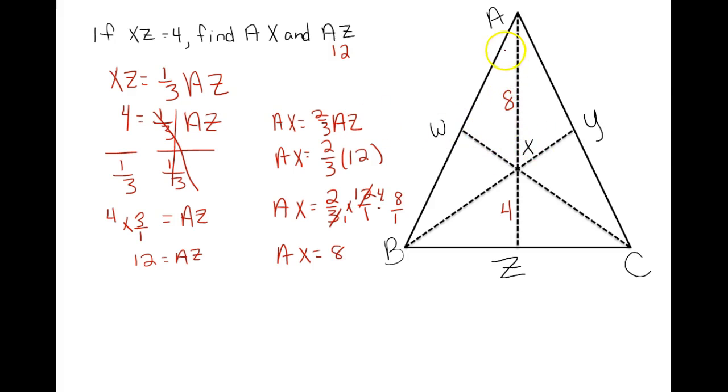And look, 2/3 of the segment is 8. 1/3 is 4. The entire segment is 12. So yes, AX is 8. AZ is 12. Just label your picture, your triangle, and it should help you to see how to set it up. The smaller portion from the vertex to the centroid is 2/3 of the segment, and from the centroid to the opposite side is 1/3 of the segment.